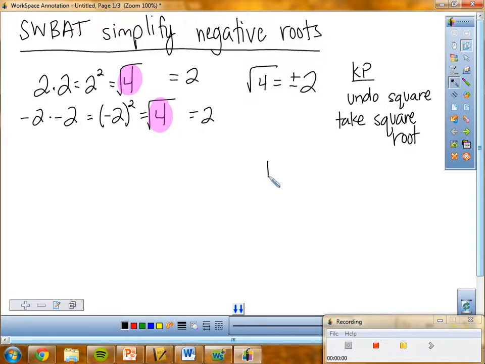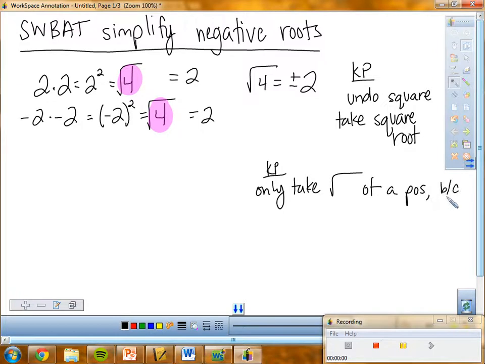Right, so another key point. We only take the square root of a positive because we only get positive numbers when we square something.